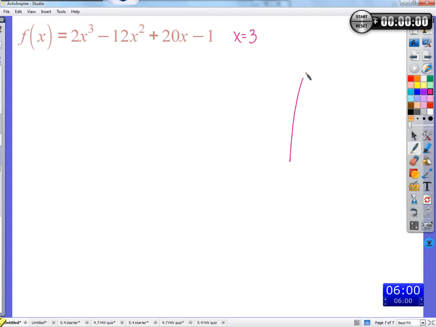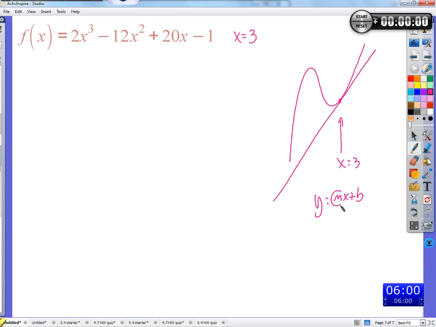Here's this function, it looks kind of like this, okay? And you've got this point, x is 3 right here, somewhere along the x-axis. There's a tangent line to that function right there at 3. And you find the equation of that tangent line, y equals mx plus b.